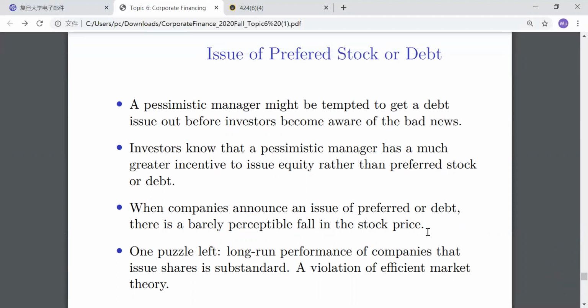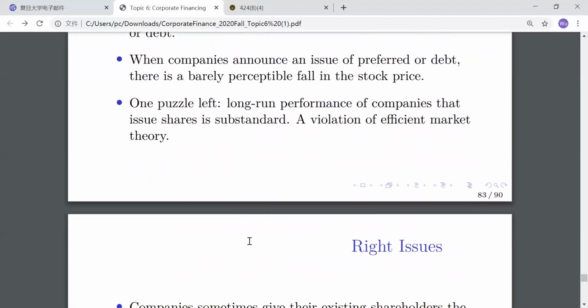And there's a remaining puzzle, which has something to do with the efficient market hypothesis. That is, we see that the long-run performance of a company that issues shares is substandard, right? So this is actually not like the efficient market hypothesis, right? If it's really about overpricing, then the market price will adjust, and then it's down, right? But it's not that. It suggests that firms that issue equity really have some problem with long-run performance. It's not just that they're overpriced. Even if their prices are adjusted, the performance is also bad, right? So this is a puzzle that remains unsolved.